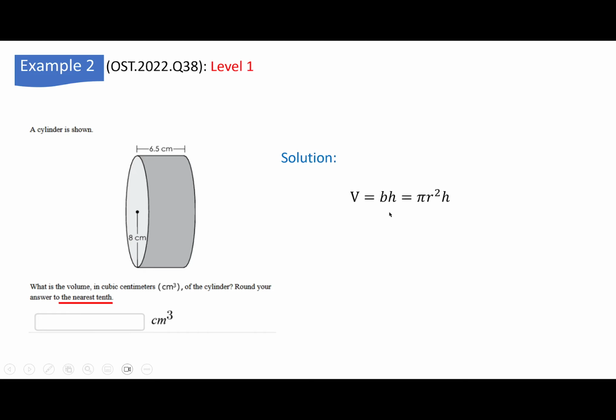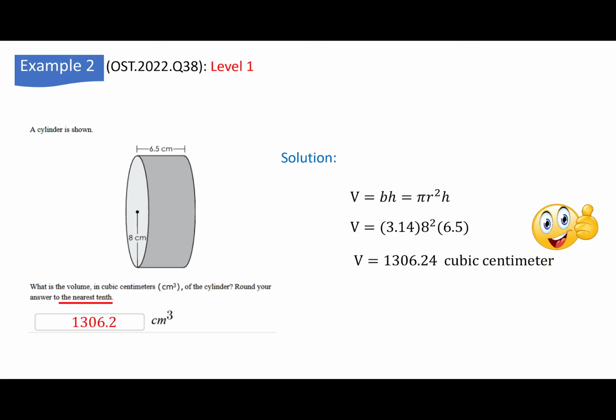Volume is base times height, pi r squared times h. So this is the radius, we have it, and this is the height. So 3.14 I use for pi, times 8 squared times 6.5. You get this in cubic centimeters. They want it to be rounded, so you just get rid of this 4. You get 1,306.2 cubic centimeters.